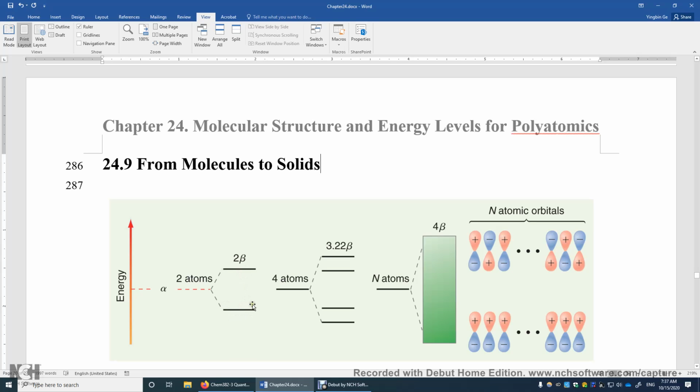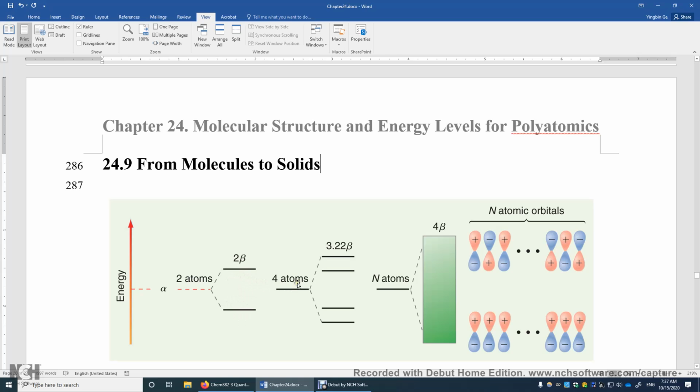This MO has an energy of alpha plus beta. This one, alpha minus beta. Remember, both alpha and beta are negative, so alpha plus beta lies lower than alpha minus beta. Over here, the range is 2 beta.